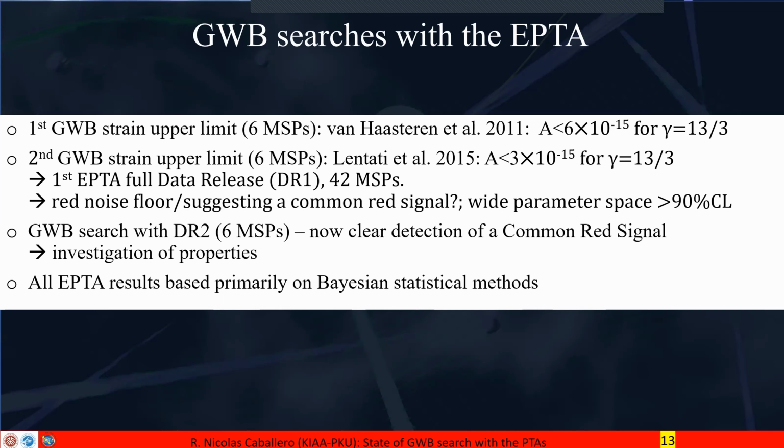But as the parameter space in the spectrum was very wide, we pursued more data over the next years in order to redo this exercise. And by redoing this exercise with the same 6 pulsars with our data release 2, DR2, noted here, we now have a clear detection of a common red signal, and we are investigating its properties. So just note here that all EPTA results are based primarily on Bayesian statistical methods, but we have also used other kinds of methods, non-Bayesian, to confirm these results.